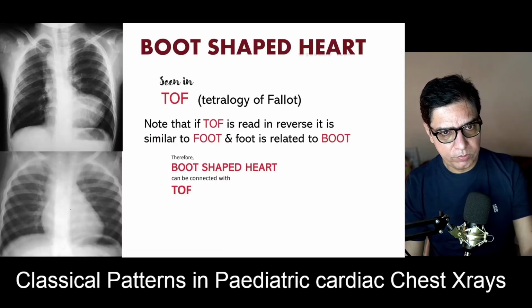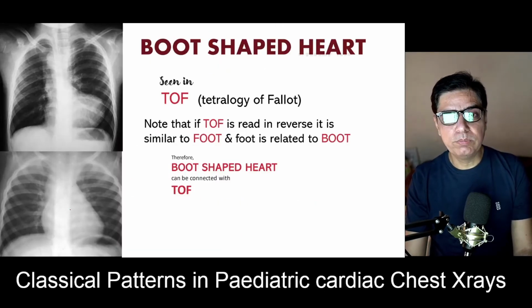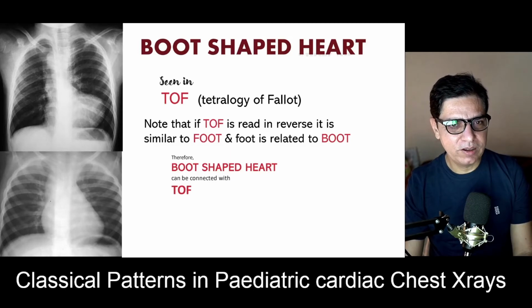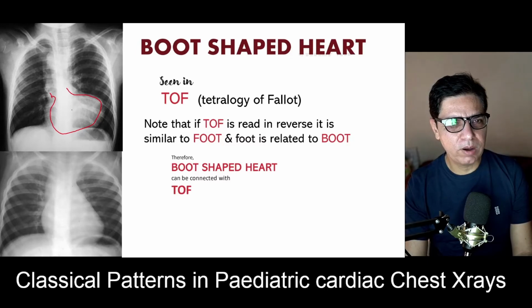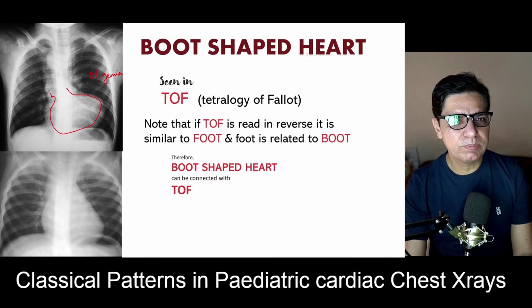Okay, moving on. Now we talk about the boot-shaped heart. The boot-shaped heart obviously looks like the boot of a small baby. So if you see, this is making the shape of a boot. Now this is very characteristic. If this boot-shaped heart is associated with what we call dark lung fields, in other words oligemic lung fields, oligemia means there are not many blood vessels.